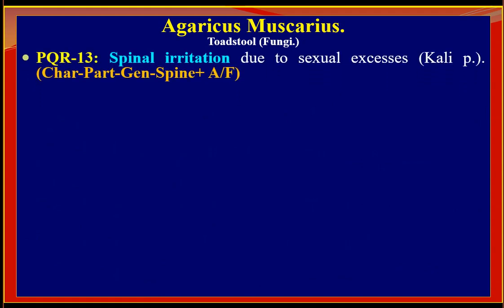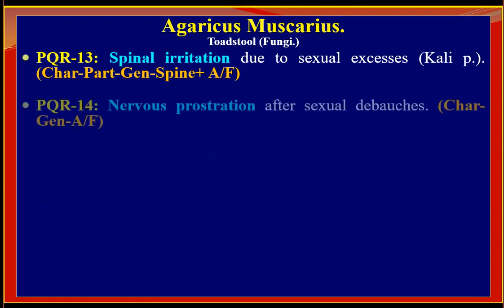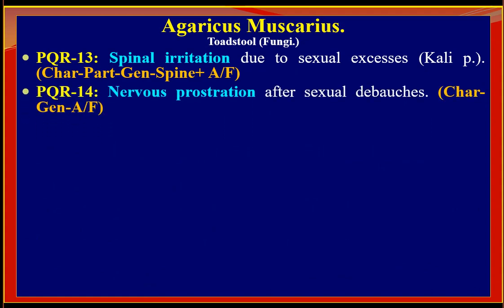And PQR 13 tells us about spinal irritation due to sexual excess. This is Calcarea phos, and this belongs to characteristic particular general symptoms where we have got the exciting cause like sexual excess, and spinal irritation is a local symptom, particular symptom. So these are two things: elements from, and its effect, spinal irritation.